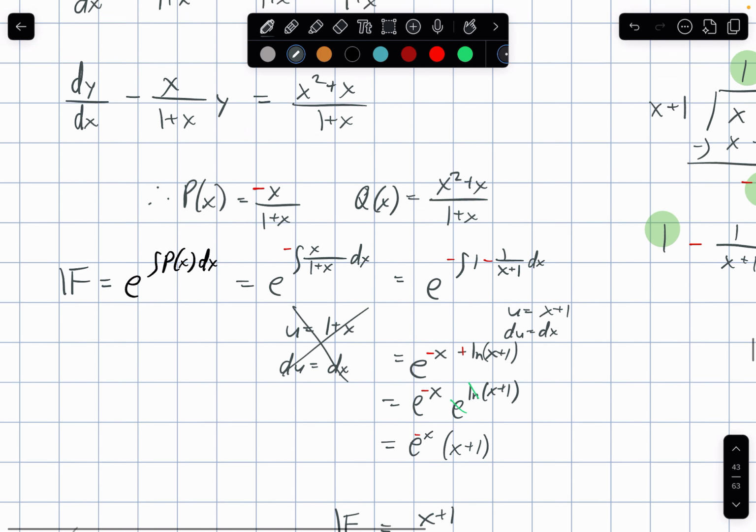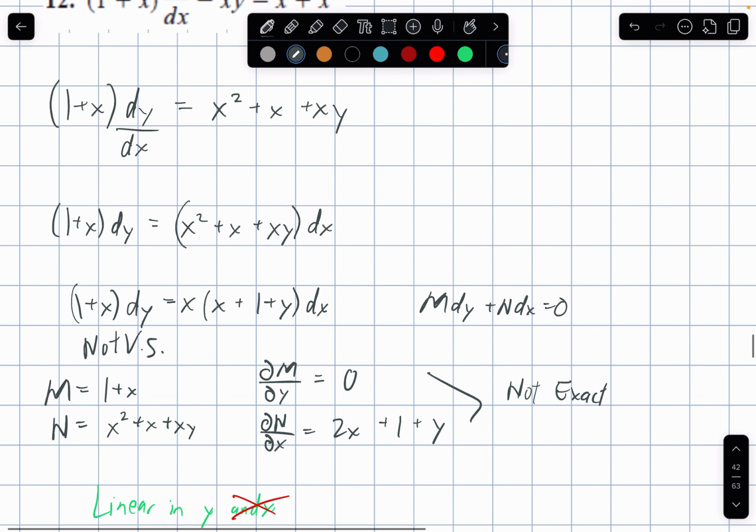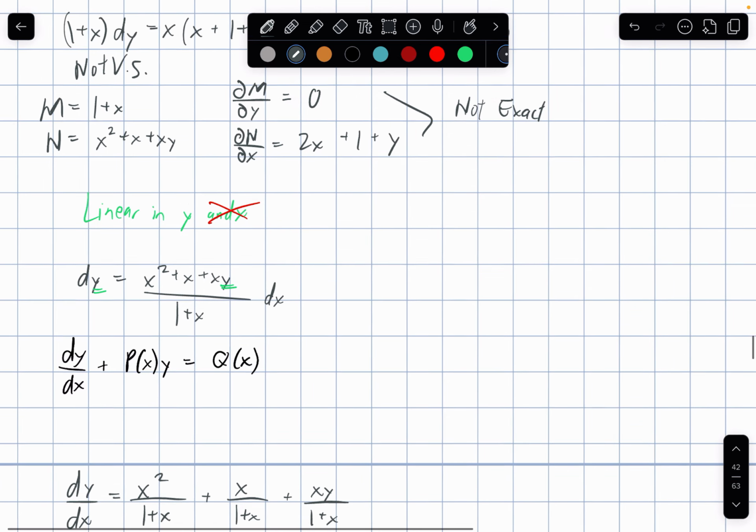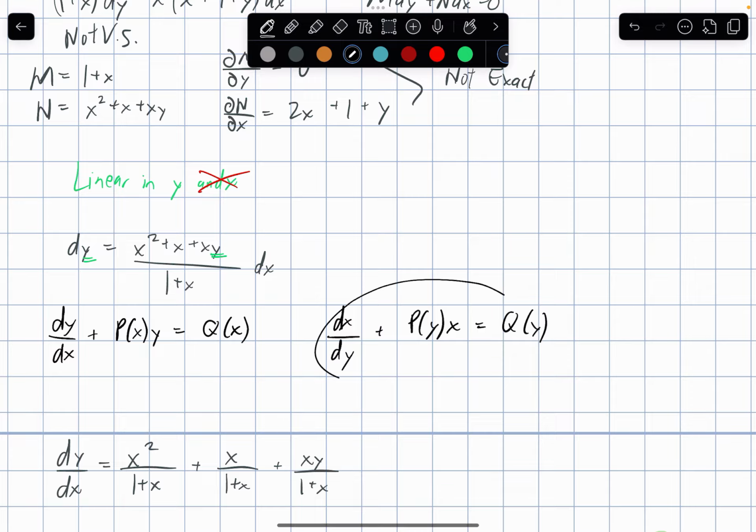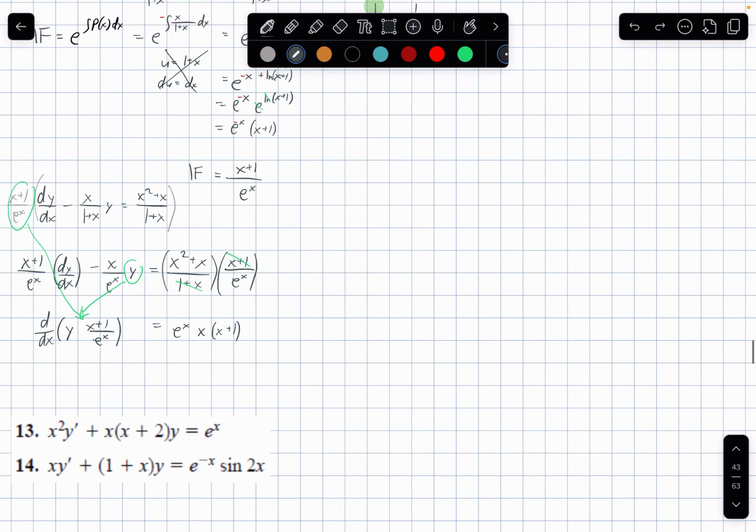And if the scenario were to be linear in x, the standard form is actually going to be dx over dy, or x prime, plus p of y times x equal to q of y. So this is if ever it were to be linear in x. This is the standard form for linear in y. Okay, there's a difference.